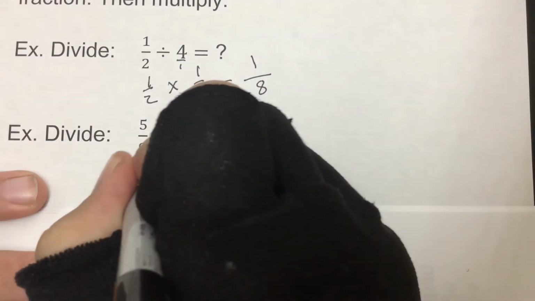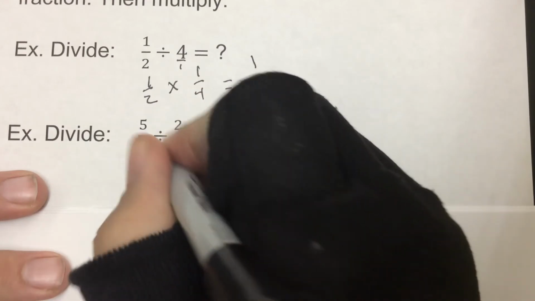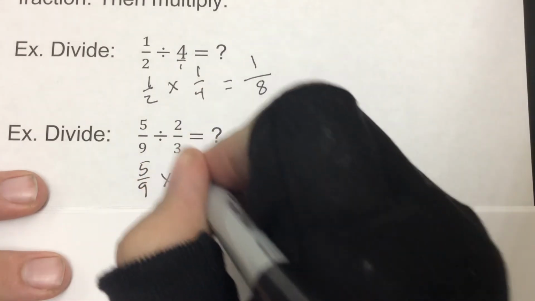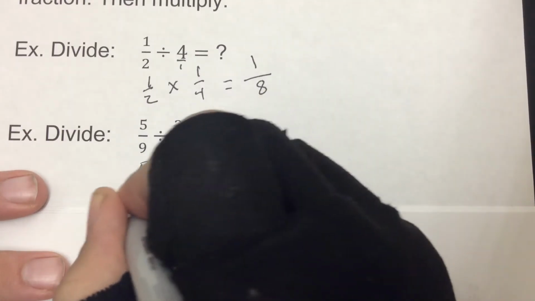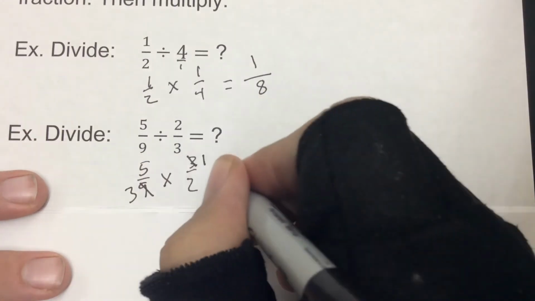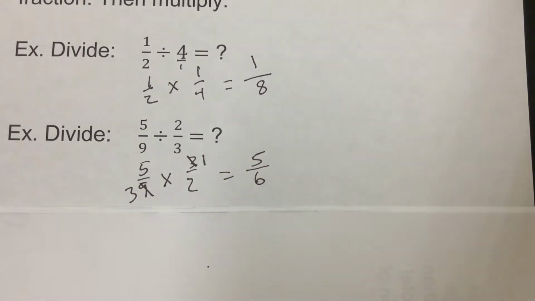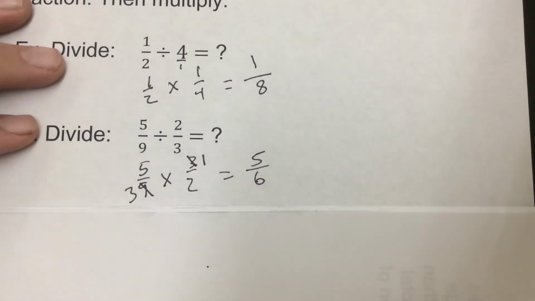Leave the first one alone. We leave it as 5/9. Division changes to multiplication. 2/3 becomes 3 over 2. Now, this 3 can go to a 1, the 9 to a 3. And when we times it, then 5 times 1 is 5. 3 times 2 is 6. And we end up with 5/6.